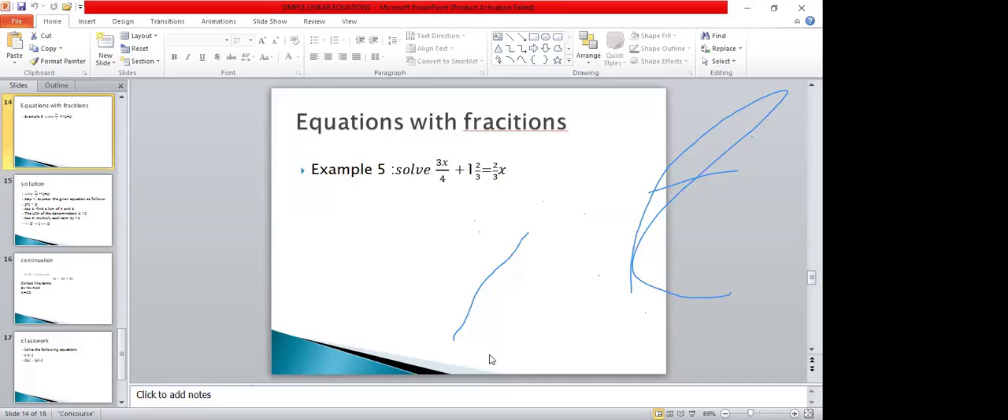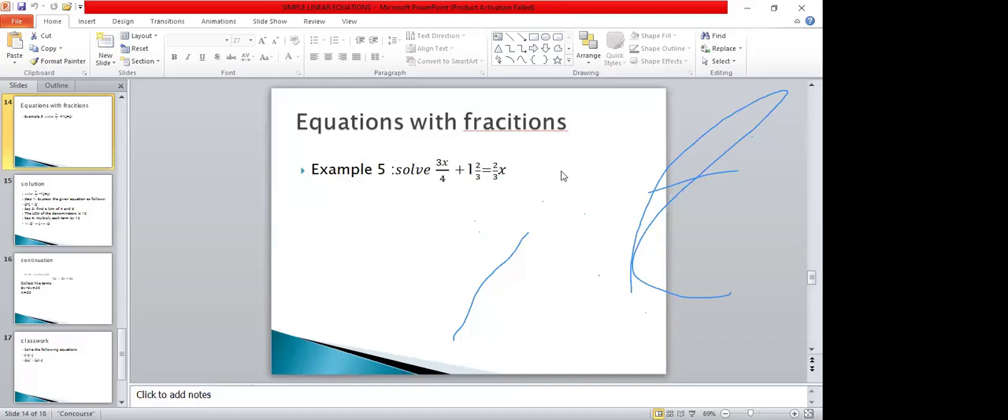So that the simple fractions are both proper fractions. We have 3x over 4 as a single fraction, and 2x over 3 is also a single fraction. Meanwhile, this one, the whole number 1 and 2 over 3, is a mixed number. So what do we do now? The first thing to do is to convert this mixed number to a single fraction. That's the first thing to do.